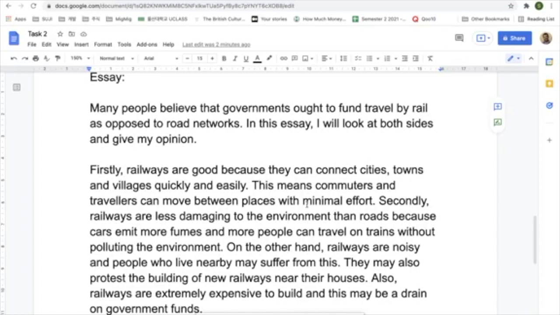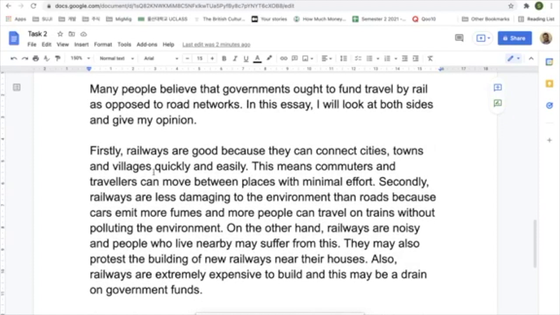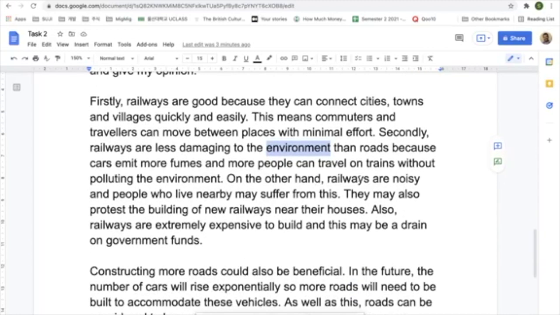approach the question. And then I moved on and I looked at railways first, and I looked at the good points of railways, because they can connect cities, towns, and villages quickly and easily, and they're less damaging to the environment. And then I looked at the bad things. They're noisy and they're expensive. So in each paragraph I have a balance. I'm balancing the good points and the bad points, right?